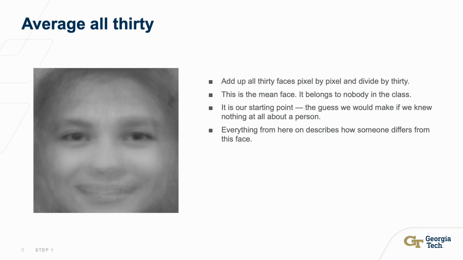Step 1, and it is the least sophisticated step in the whole method. Add up all the 30 faces pixel by pixel and divide by 30. That is the mean face, and it belongs to nobody in the room. It is the guess you would make about a person if you knew nothing at all about them. From here on, everything we do describes how somebody differs from this face.